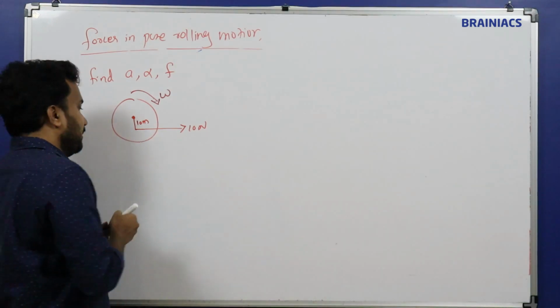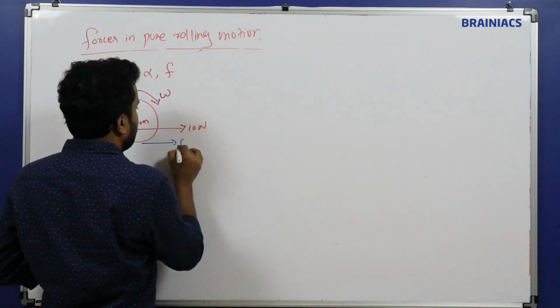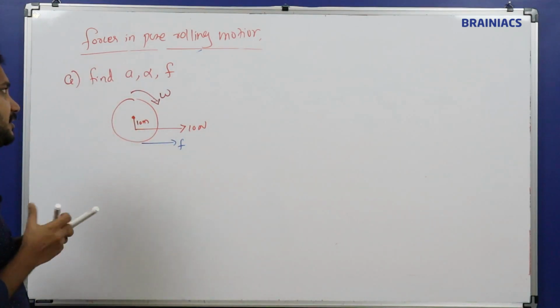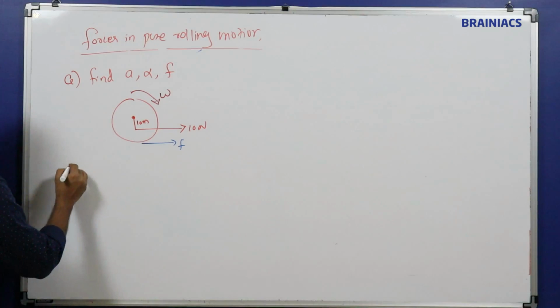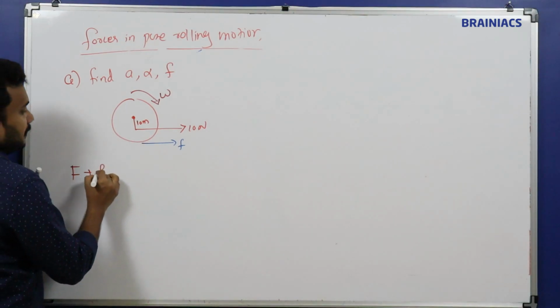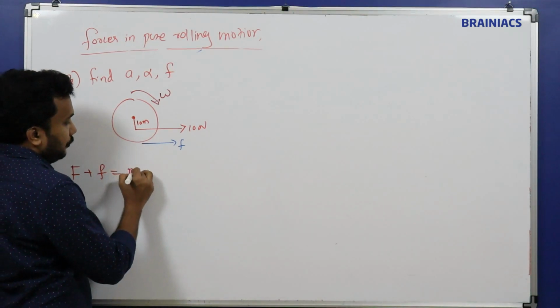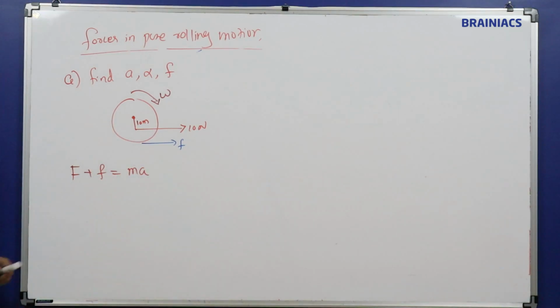You have to draw a separate diagram. Here we have the additional frictional force. Now we will write a set of equations. What is the first equation? Capital F plus small f will be equal to ma, mass into acceleration.